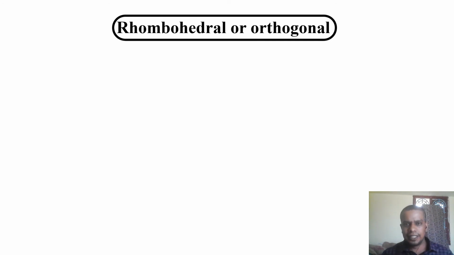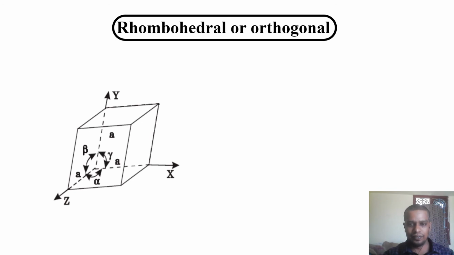We are going to look at the crystal system. It's a rhombohedral. Another name for the rhombohedral crystal system is the orthogonal. The crystal system will be looking like that. First we need to define the three intercepts, then the three interfacial angles.